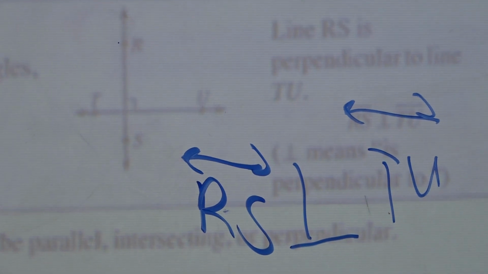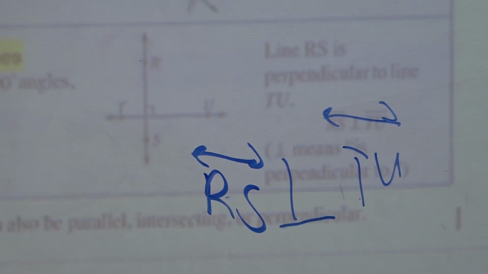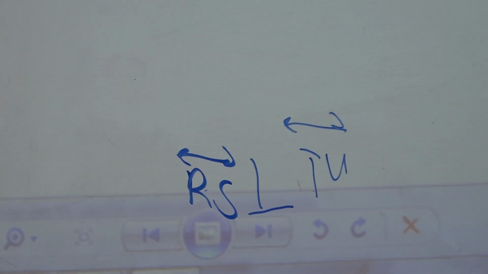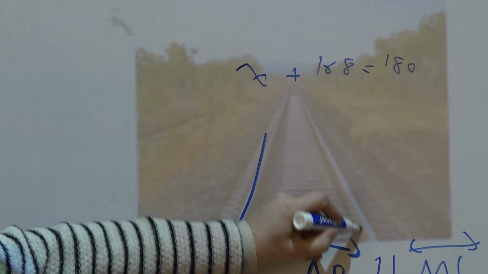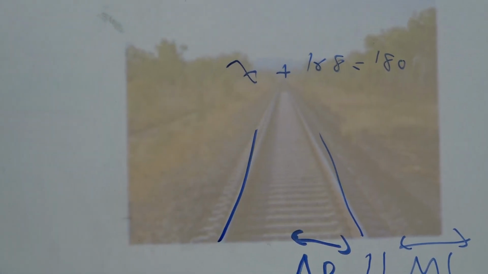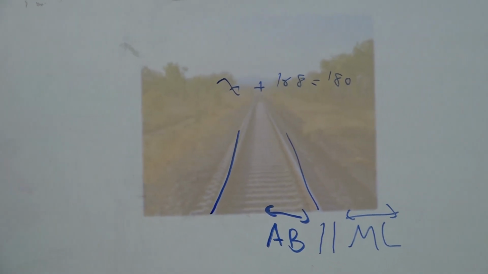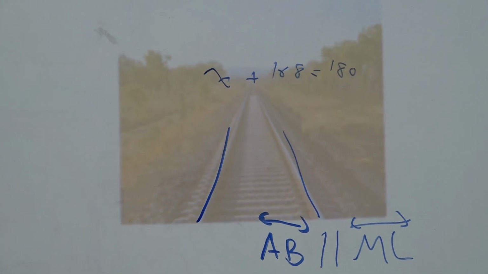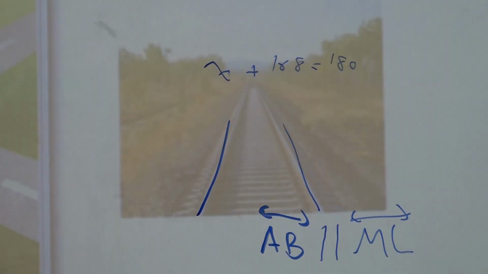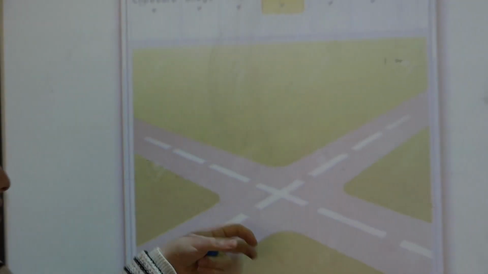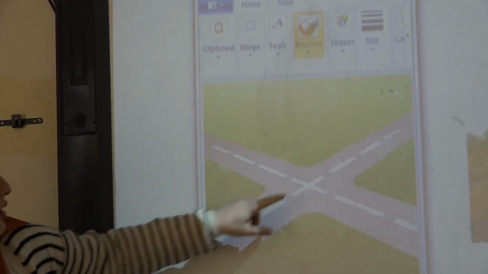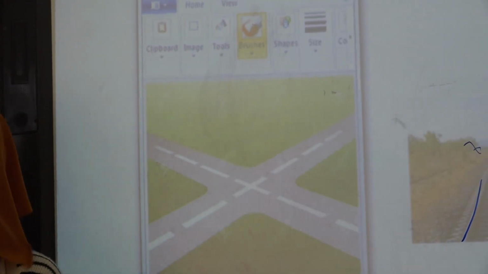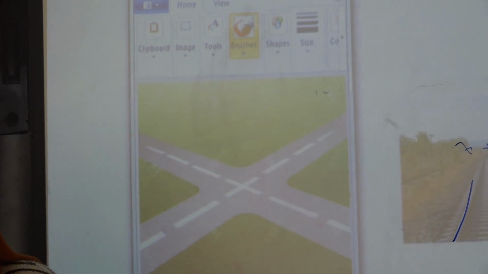Now we have real examples of lines. For example, look, parallel lines. A realistic example of parallel lines: they never intersect. So this is called parallel. Another example: look, this crossroad is an example of perpendicular lines. So we use perpendicular, parallel and intersecting lines in real life.